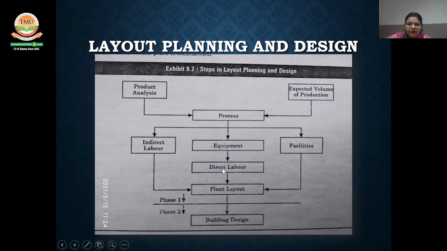What type of labor do we need? Skilled labor, or what skills are required for this kind of production facility? Next, after this, we reach the plant layout. What kind of plant are we going to build? What are the equipments? What kind of labor? What are the facilities we are going to use in this process? This overall process is called phase 1, and then we reach the phase 2 process, which is called the building design.